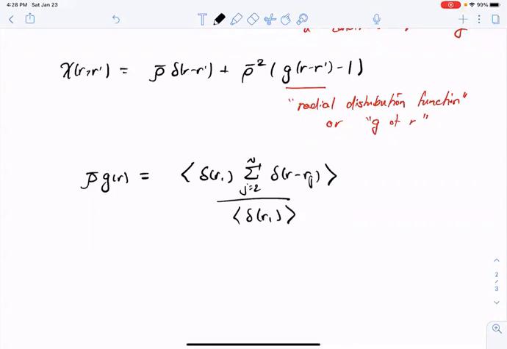So again, because that has an interpretation as a conditional probability, this g of R times rho is essentially asking what is the density at R. That would be essentially this highlighted piece, summing over most of the particles, the delta function of r less the position of those particles. That is just the density.